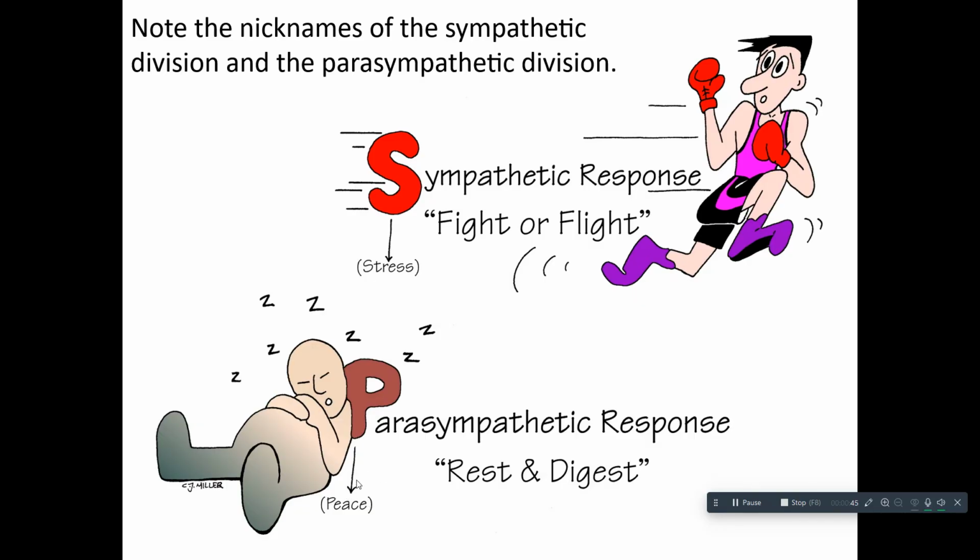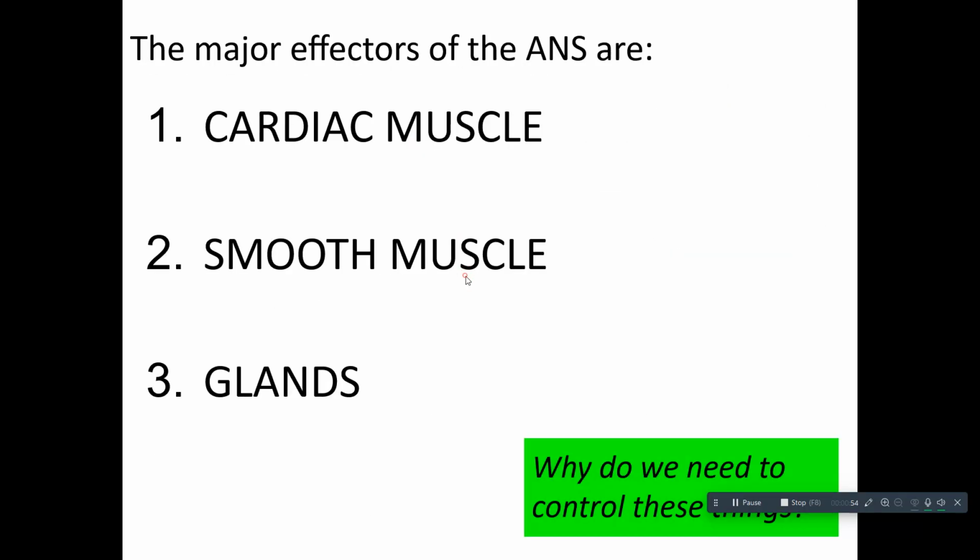And these are actually really helpful nicknames to remember when you're trying to think about what these two branches of the nervous system do to various body organs and tissues. So, as we said, the autonomic nervous system is part of the peripheral nervous system's motor division. Motor meaning it's sending signals to effectors. And the three major effectors of the ANS are cardiac muscle, smooth muscle, and glands. And of course, we're going to control these things to maintain homeostasis.